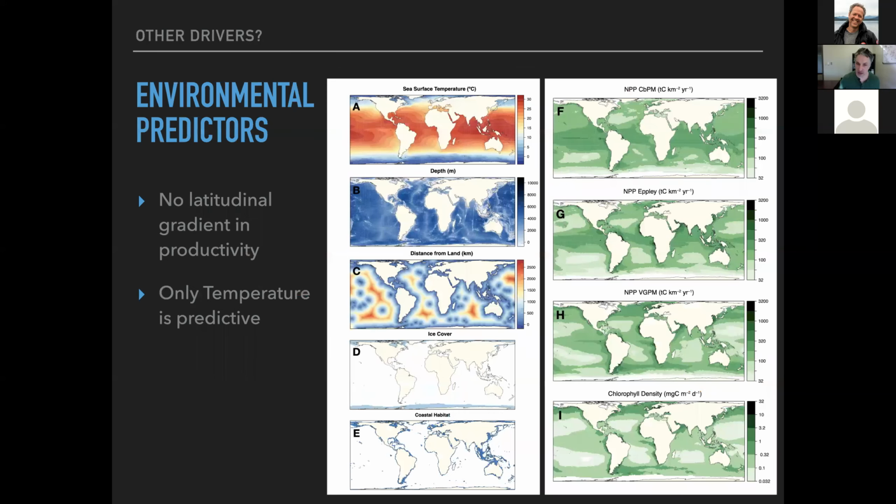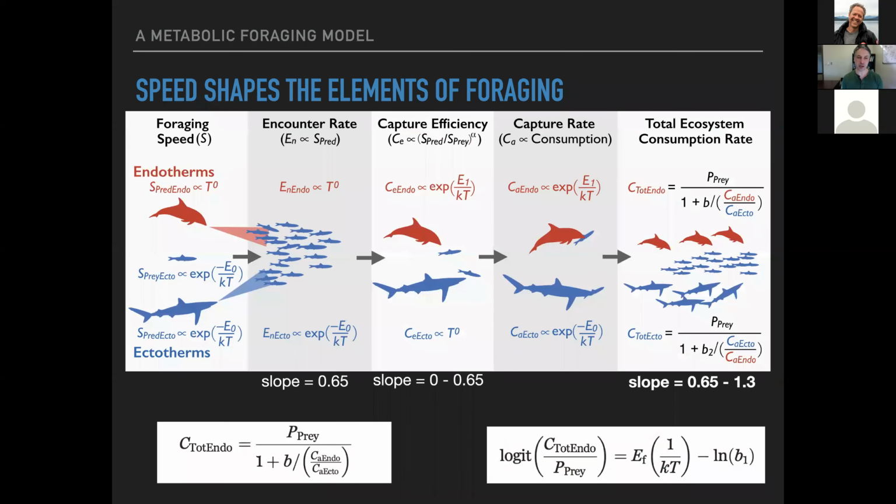So I looked at other environmental predictors. I've been talking a lot about temperature, but there really isn't a latitudinal gradient in other predictors. The more recent models of net primary production do not show a strong latitudinal gradient, and really only temperature is predictive.